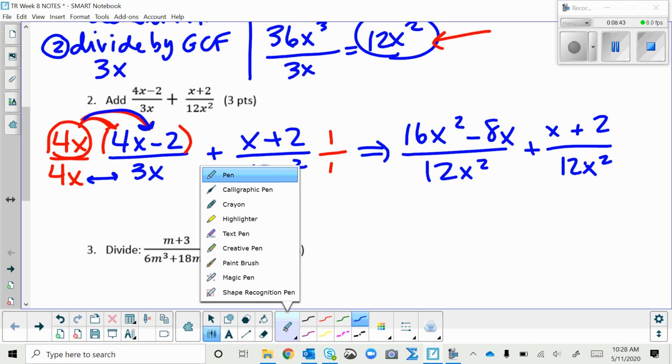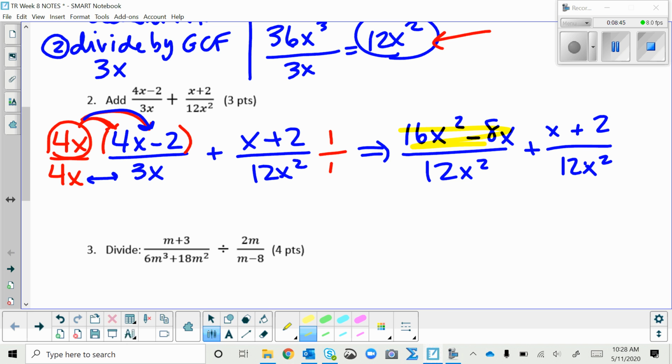So I'll be adding this 16x squared minus 8x plus x plus 2. So you want to see if there are any like terms in the second fraction that can combine with 16x squared? No, because there's no x squareds over there. So that stays alone.